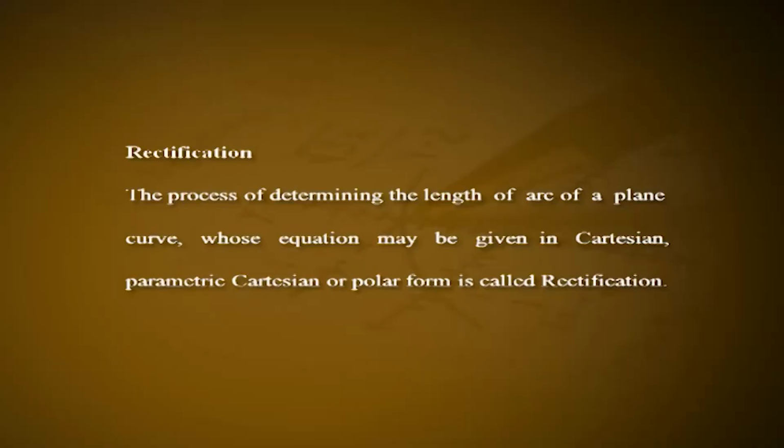With calculus, we can usually do a better job because we can imagine using straight line segments as short as we please, each set of segments making a set of polygonal paths that fits the curve more tightly than before. When we proceed this way, with a smooth curve, the length of polygonal paths approaches a limit we can calculate with an integral. The process of determining the length of arc of a plane curve, whose equation may be given in Cartesian, parametric Cartesian or polar form, is called rectification.